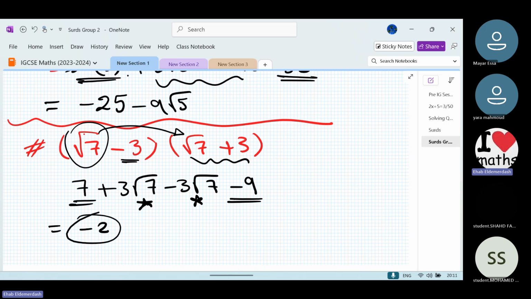Let's see again. Root 7 with root 7, we found it is 7. Root 7 with 3 gives me 3 root 7. Minus 3 with root 7 gives you minus 3 root 7. Minus 3 with positive 3 gives us negative 9. So what will happen here? Just 7 minus 9. I'm silent here. So we just cancel 3 root 7 and minus 3 root 7; they will cancel each other.